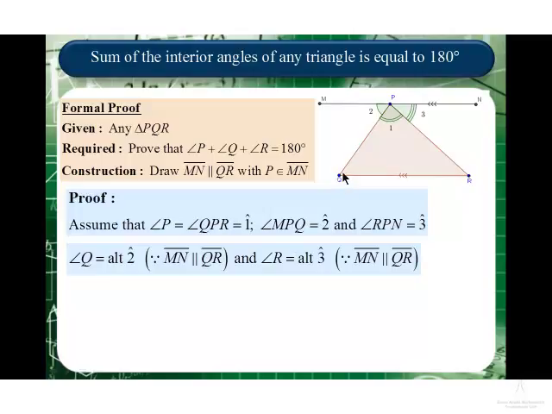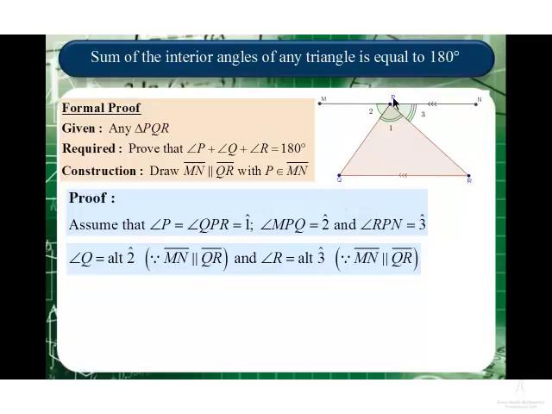Angle Q, that's the interior angle of the triangle QPR, is exactly the angle 2. It's the same as the angle 2 because it's alternate angles. Angle Q and angle 2 are alternating angles. This is because of the construction MN parallel to QR, and similarly the interior angle at R is alternate to the angle 3. And that again because of our construction.